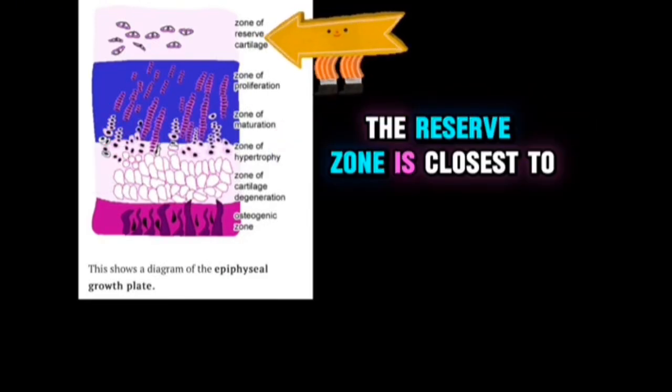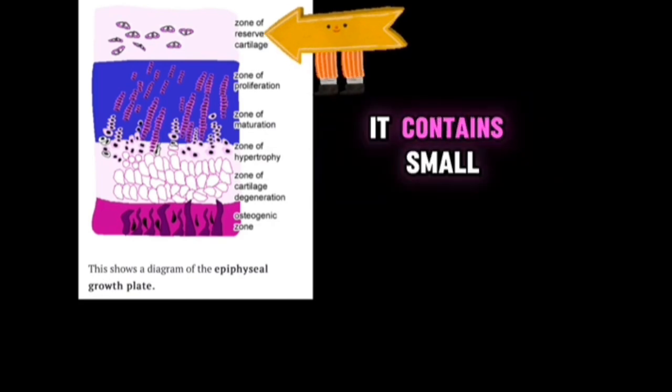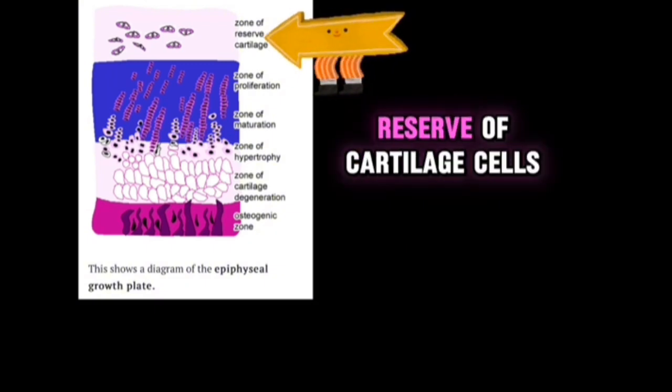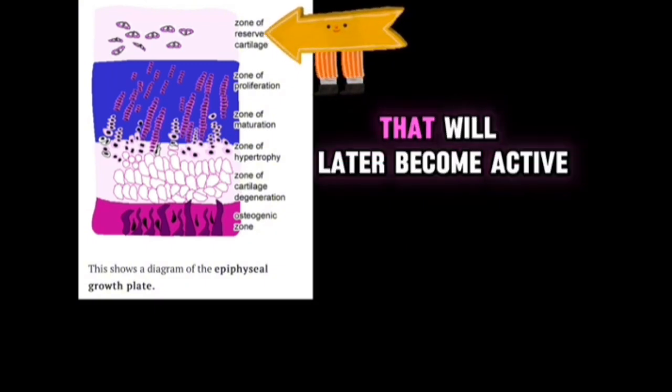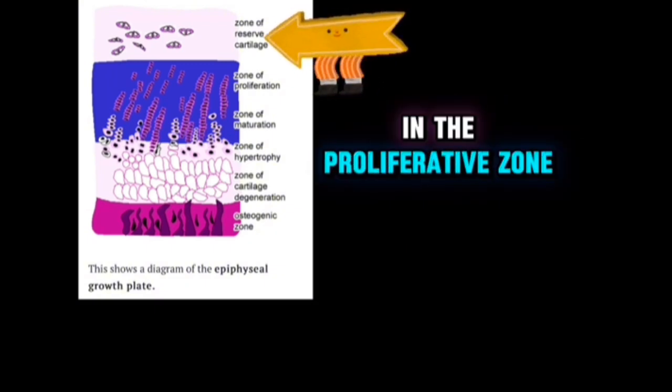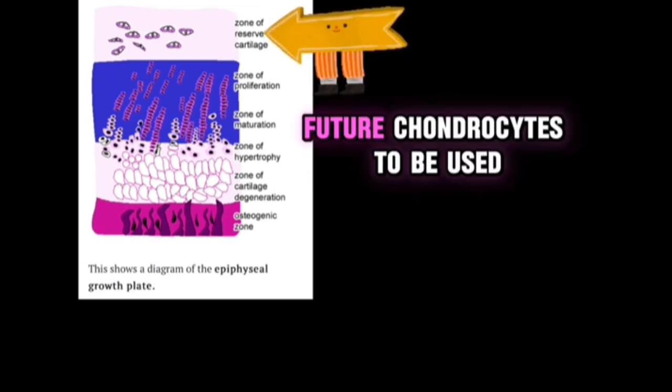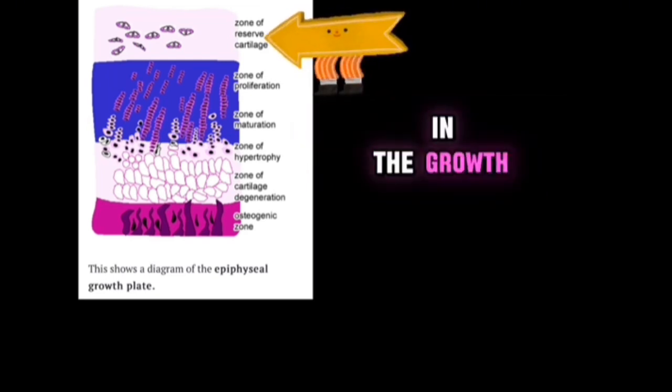Key histological features of endochondral ossification. The reserve zone is closest to the epiphysis. It contains small, inactive chondrocytes that are scattered irregularly. These cells act as a reserve of cartilage cells that will later become active in the proliferative zone. It serves as a reservoir for potential future chondrocytes to be used in the growth process.